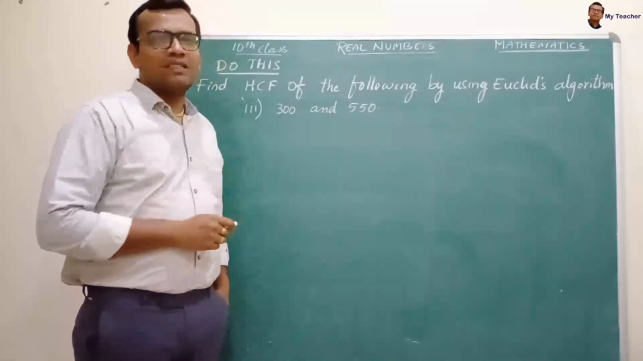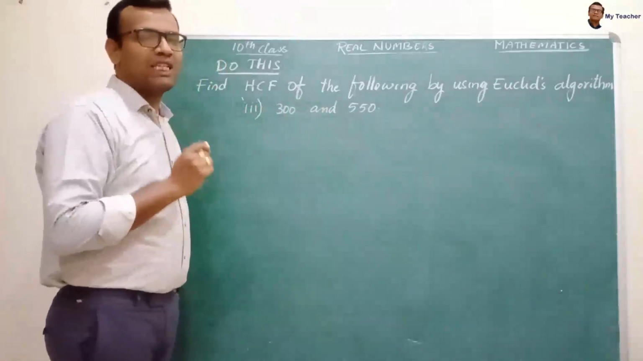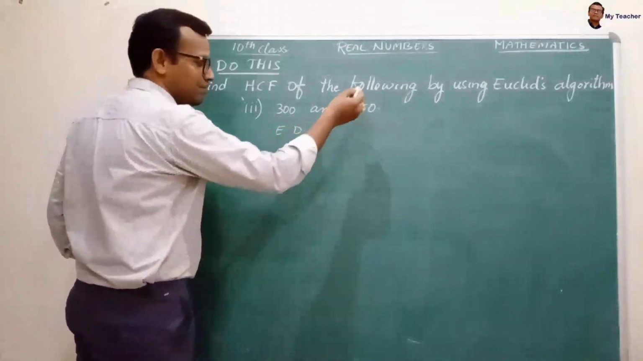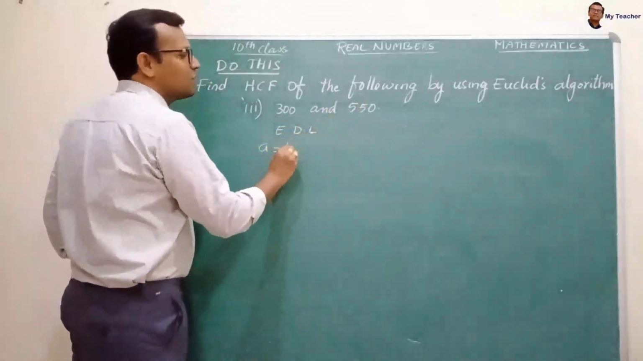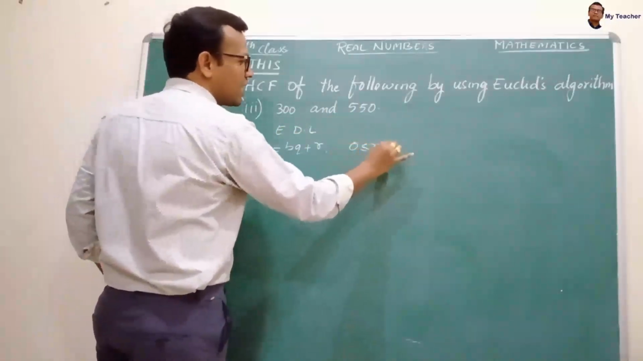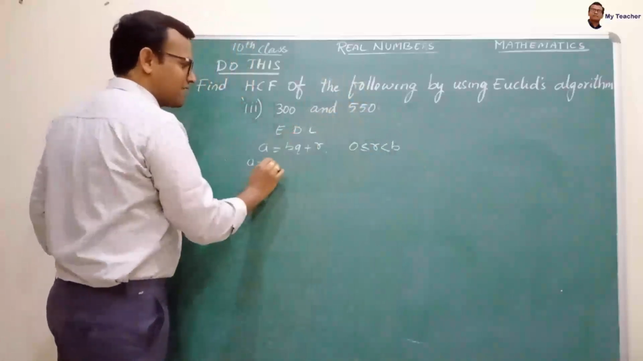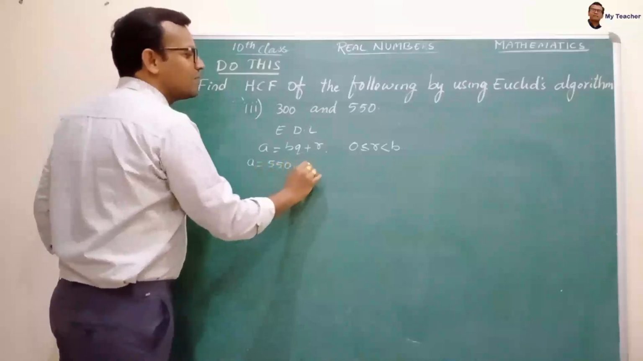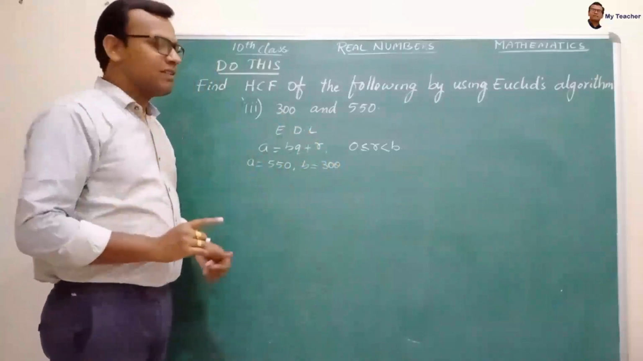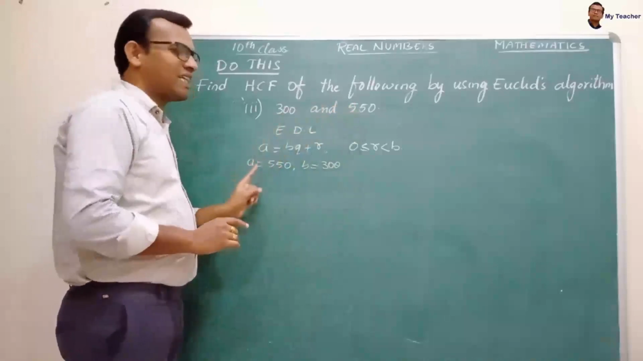And the third one is like this: 300 and 550. We have to find the HCF using the division algorithm. See, let me apply the division algorithm, Euclid's division lemma. What is that? A is equal to BQ plus R, where 0 is less than or equal to R, less than B. Great. Here, A value is 550 and B value is 300. Students, you need to be a little careful. Whenever you take A value, it must be bigger than B. So the bigger value has to be taken as A.